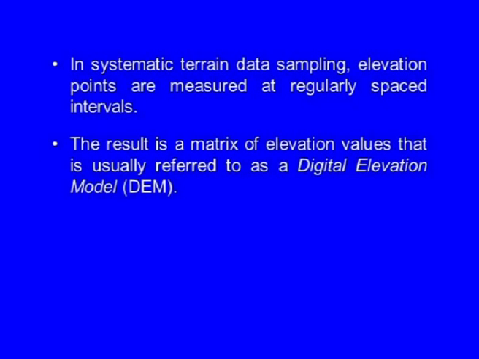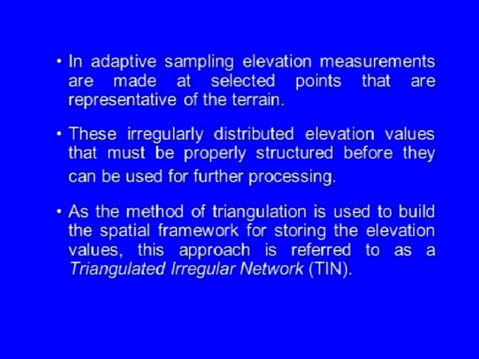In systematic terrain data sampling, elevations are measured at regularly spaced intervals. The result is a matrix of elevation values that is usually referred to as a digital elevation model or DEM. In adaptive sampling, elevation measurements are made at selective points that are representative of the terrain. These irregularly distributed elevation values must be properly structured before they can be used for further processing. As the method of triangulation is used to build the spatial framework for storing the elevation values, this approach is referred to as triangulated irregular network, or in short TIN.